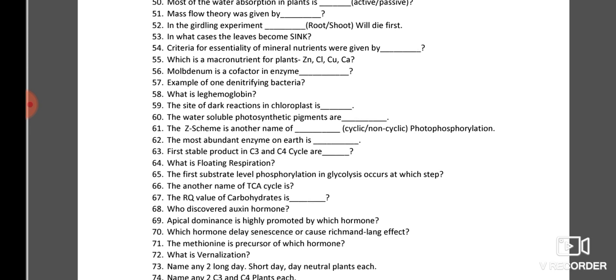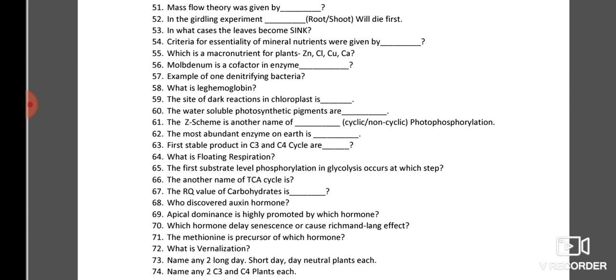Molybdenum is a cofactor in the enzyme nitrogenase. Denitrifying bacteria are like Pseudomonas denitrificans or Bacillus denitrificans. These are bacteria which convert nitrate, NO3 negative, back into environmental nitrogen. The conversion of nitrogen into ammonia is called nitrogen fixation, and whenever nitrate is converted back into the N2 form, dinitrogen, it is called denitrification, and the bacteria are denitrifying bacteria.